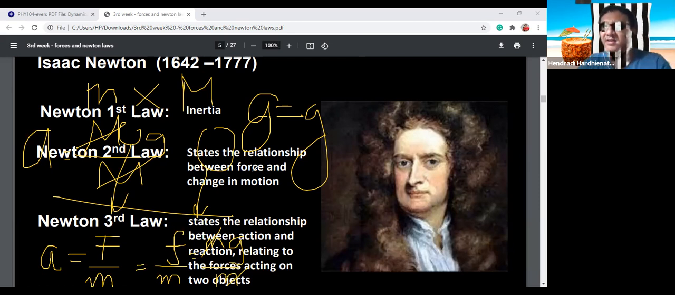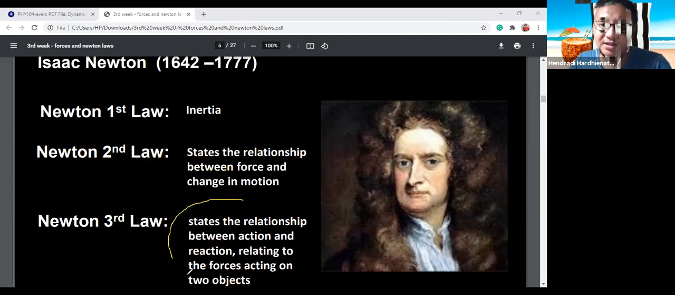Even when we walk on the street, our feet are constantly giving force to the street, to the floor. We always push the floor backward. And also remember the third law now. The third law states the relationship between action and reaction.